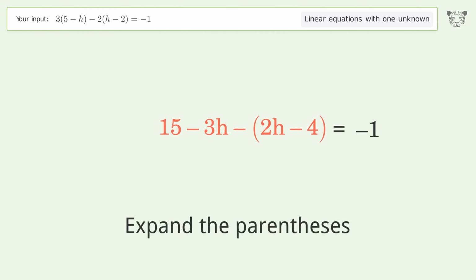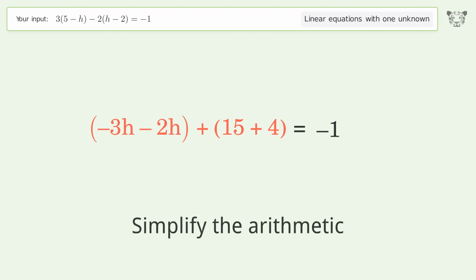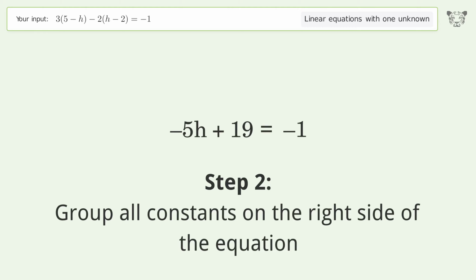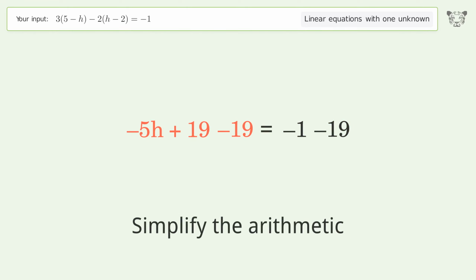Expand the parentheses. Group like terms. Simplify the arithmetic. Group all constants on the right side of the equation. Subtract 19 from both sides. Simplify the arithmetic.